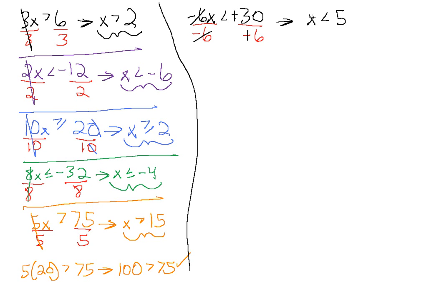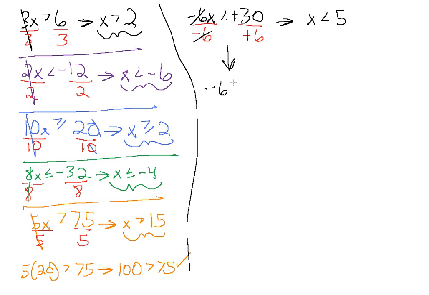So if this is our solution interval, we can pick any number that's less than 5, and we can plug it back in for x, and this inequality should hold true. So let's go ahead and do that. Let's pick a number that's less than 5. Let's just say 0. Zeros are very, very much easier to work with than any other number.